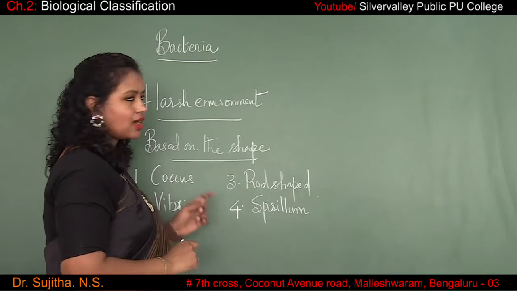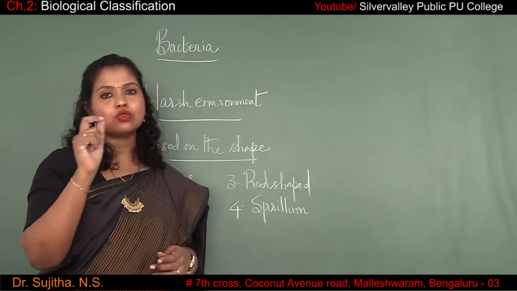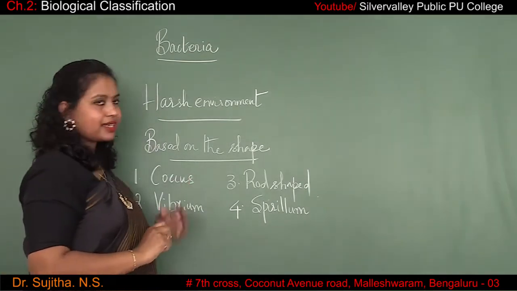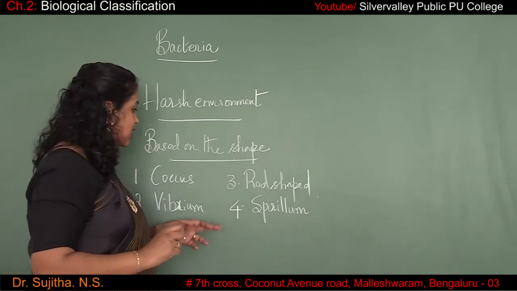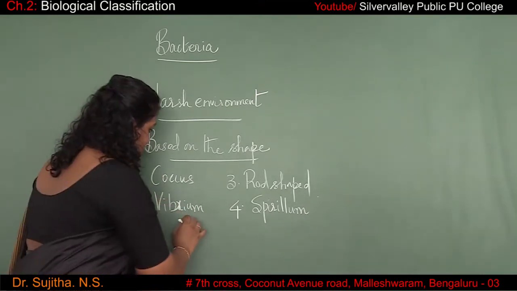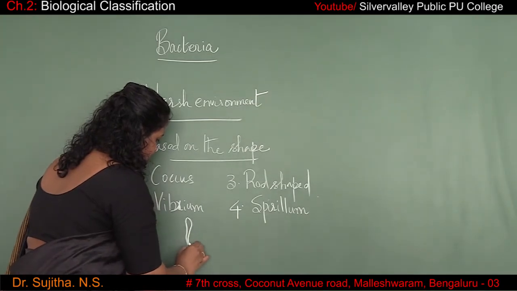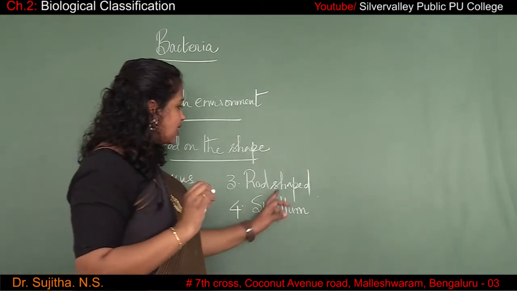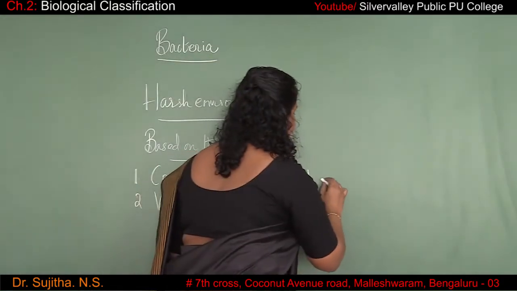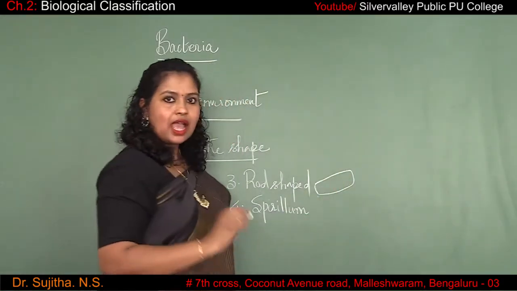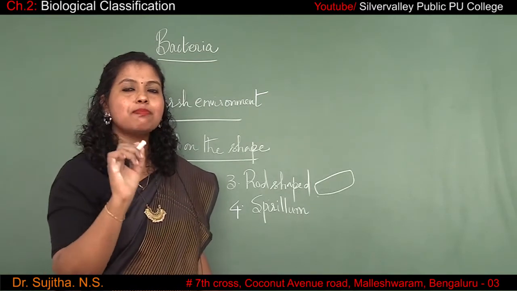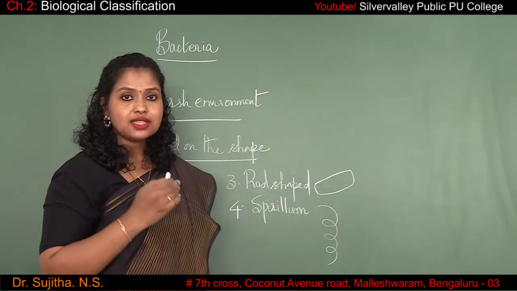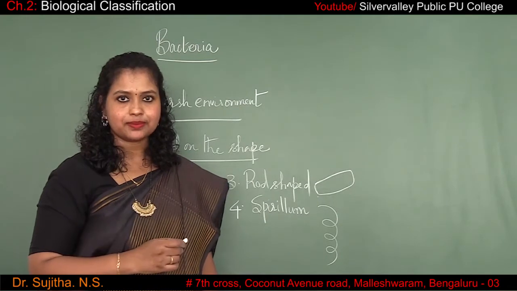The first one is coccus. Coccus means the shape is round, so bacteria in a round shape are called coccus bacteria. Bacteria in a comma shape are called Vibrio. When the bacteria is in the shape of a rod, you call it rod shaped bacteria. And bacteria in the shape of a spiral are called spiral bacteria. So this is how the bacteria are classified.